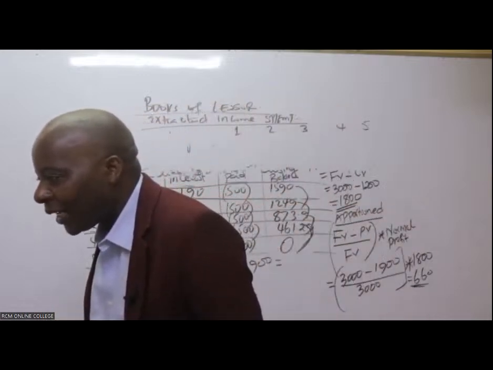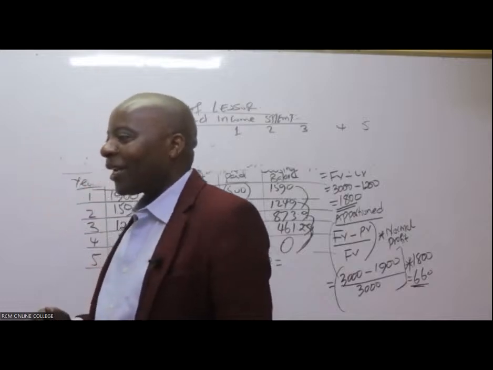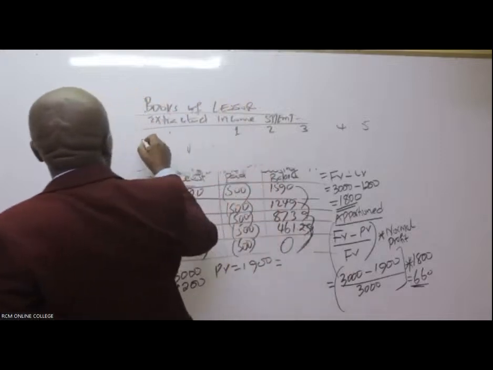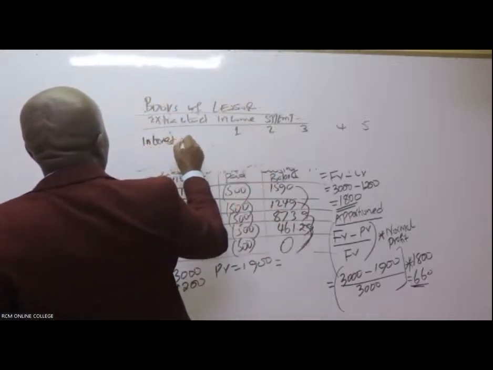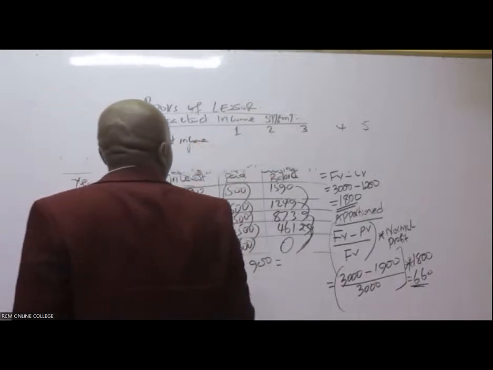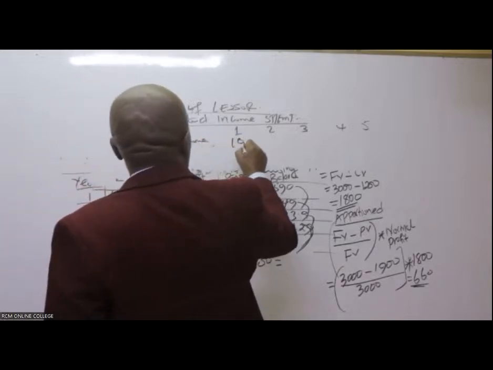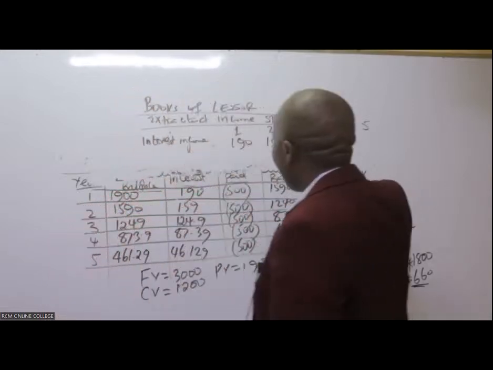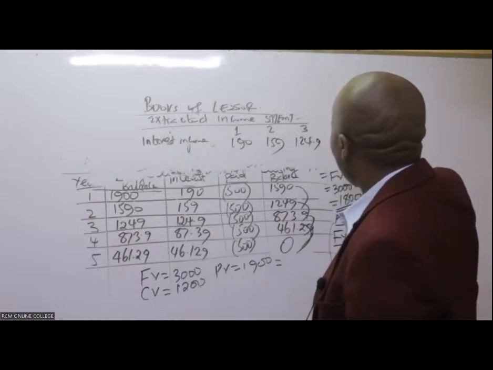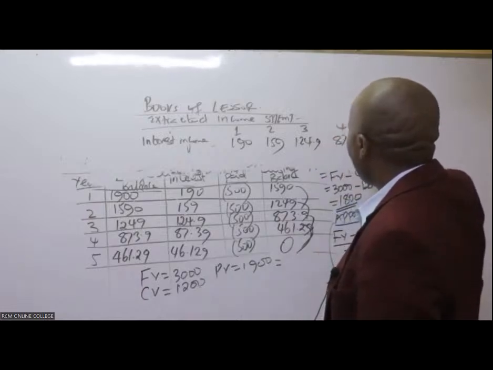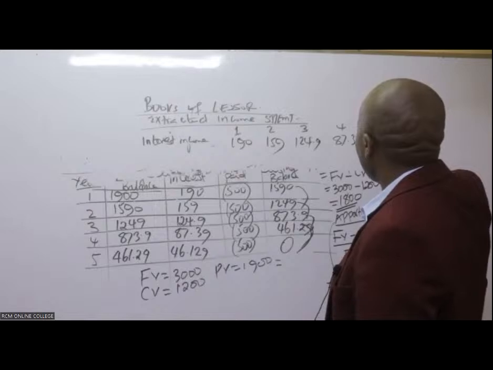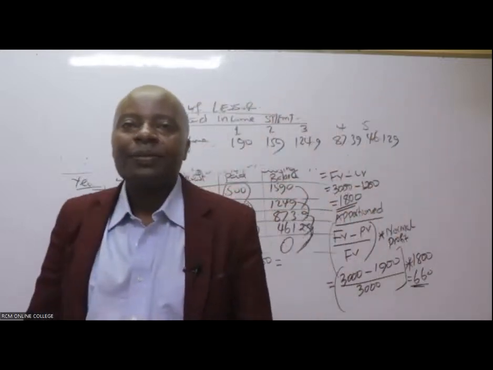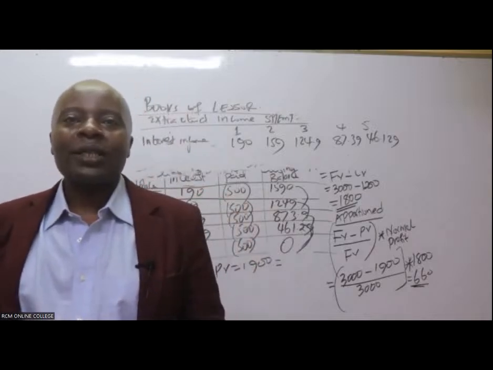I'll go back to current liability a bit, okay, I'll be able to do that. But for now, please come and give me interest income. Interest income is this one here. So we have 190, we have 159, we have 124.9, we have 87.39, we have 46.129. Is there any other thing you will recognize in the income statement?